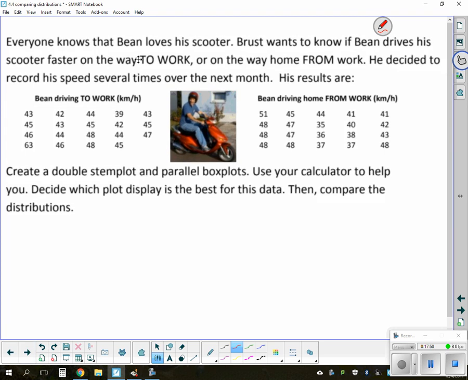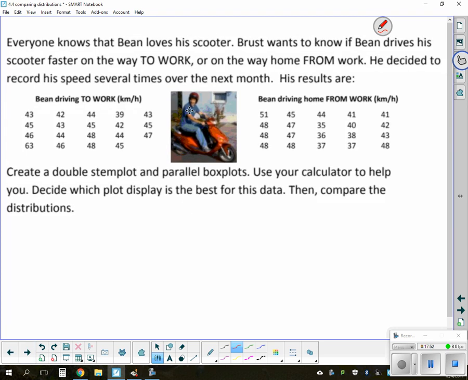All right, last problem in our notes here. Everyone knows that Bean loves his scooter. Russ wants to know if Bean drives his scooter faster on the way to work or on the way home from work. He decided to record his speed several times over the next month. Here are his results. Create a double stem plot and parallel box plots. Use your calculator to help you. Decide which plot display is the best for this data, then compare the distributions.